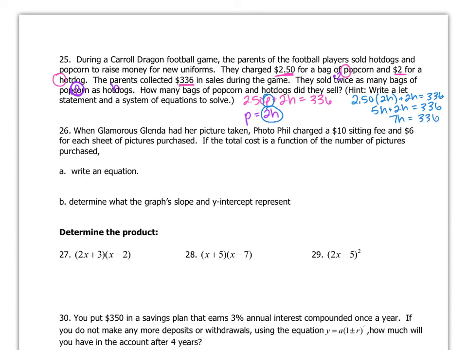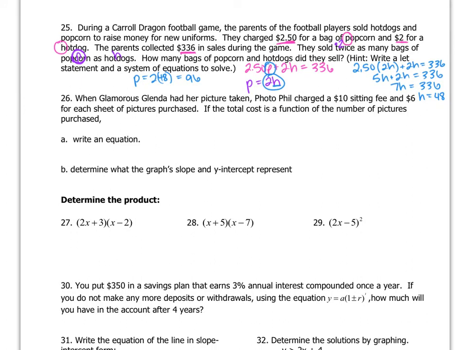So if we divide 336 by 7, we end up with H equals 48. So that means they sold 48 hot dogs, and then if you plug that in right here, popcorn is going to equal 2 times 48, which is 96.